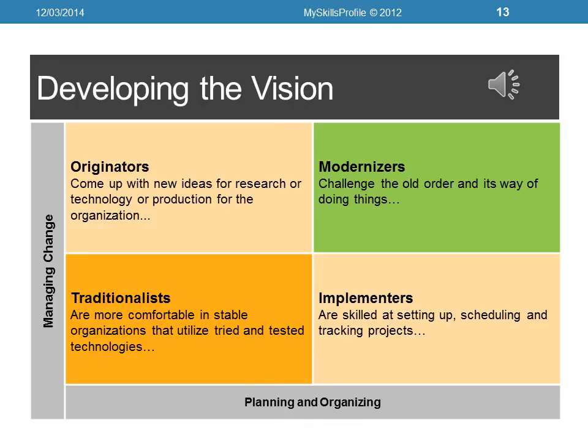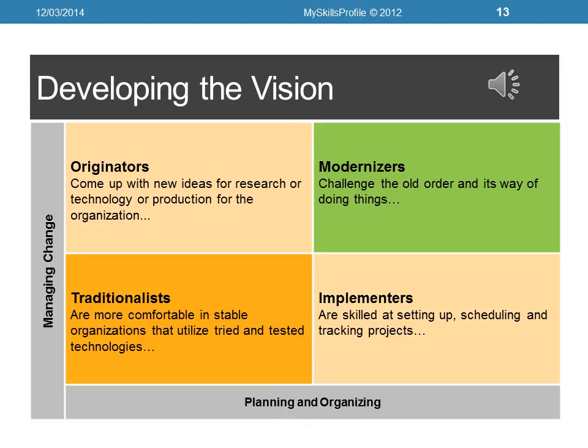Modernizers challenge the old order and its way of doing things. Combining competencies in managing change and planning and organizing, modernizers come up with a specific vision for organizational change along with a plan with milestones for implementation. Originators come up with new ideas for research or technology or production for the organization. They operate best in environments that call for idea generation and creativity.